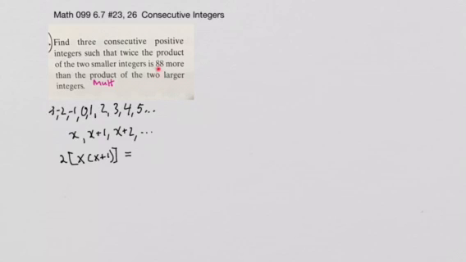So we see the words 88 more. That means this is larger. In fact, it's 88 larger. So on the other side of our equal sign, we put the product of the 2 larger integers. So the 2 larger integers were the x plus 1 and the x plus 2, because we only had 3 consecutive positive integers.